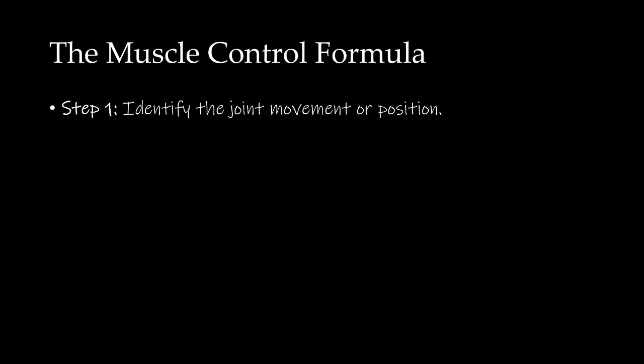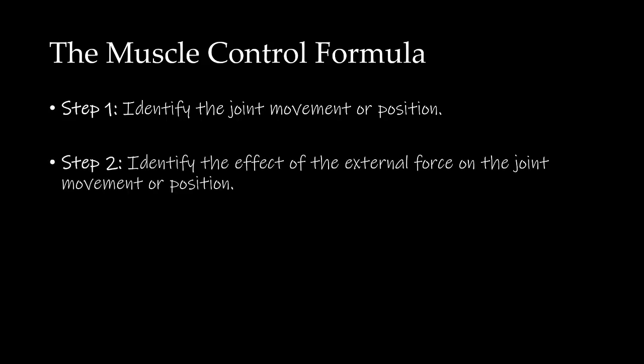So let's review what we did here. In step 1, we identified the joint movement or position. In this case, we determined that the joint motion was glenohumeral abduction. Step 2 was to identify the effect of the external force on the joint movement or position. What would happen if only the external force was acting on the joint? In this case, we determined that the force due to gravity would adduct the glenohumeral joint.